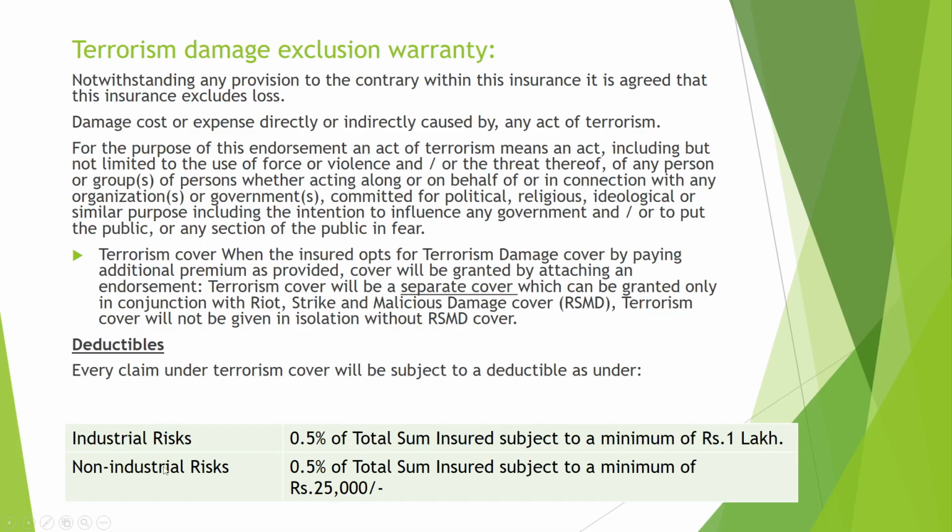Non-industrial risk, what will happen? 0.5% of the total sum insured subject to a minimum of 25,000. If it is non-industrial risk, you have to pay minimum 25,000, or 0.5% if the amount is very high. I hope it is clear to you.